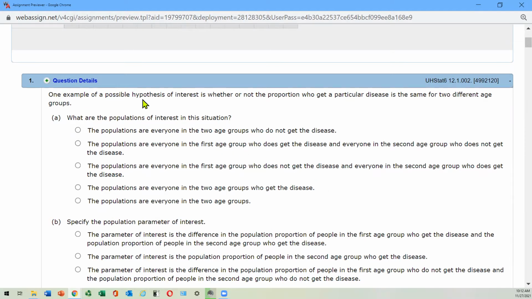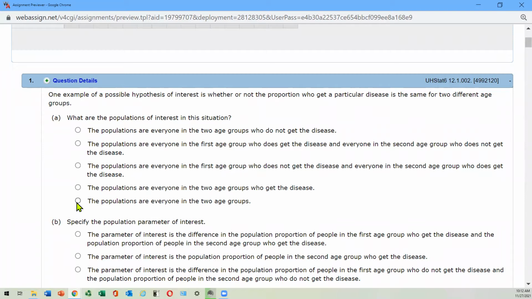Okay, so one example of a possible hypothesis test of interest is whether or not the proportion who get a particular disease is the same for two different age groups. So what are the populations of interest here? The population are everyone in the two age groups who could get the disease. Basically, the population is everybody in the two age groups.